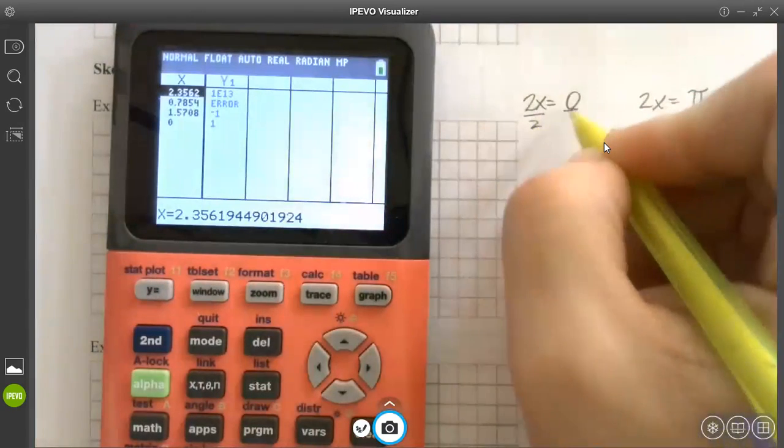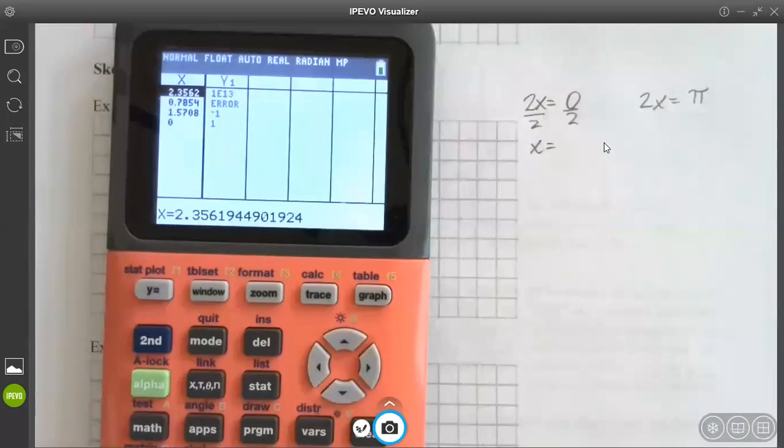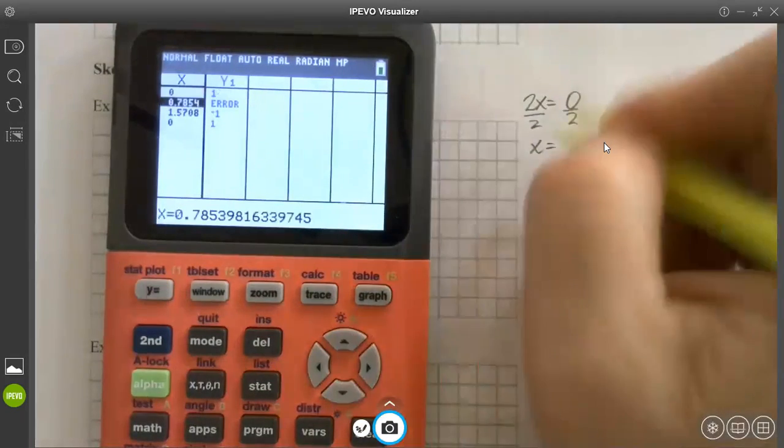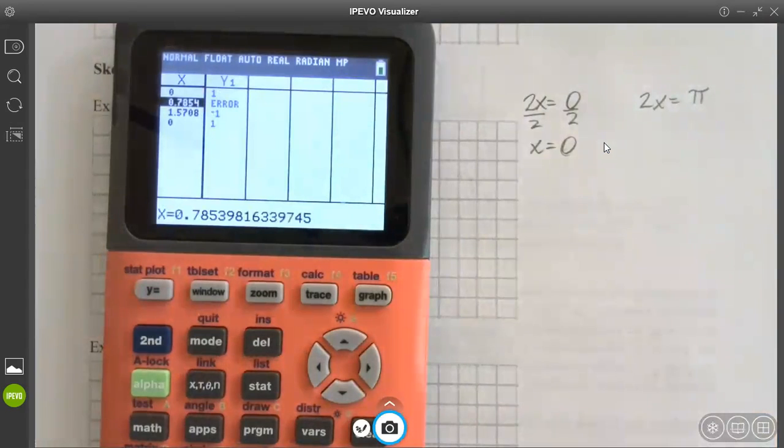If we divide by 2 here, x is going to give us... but what do you notice? Look at my calculator. Did that 0 cause an undefined? No. So is that a vertical asymptote? No. Remember, it'd have to be undefined or it'd have to be an error. So why is this one different?